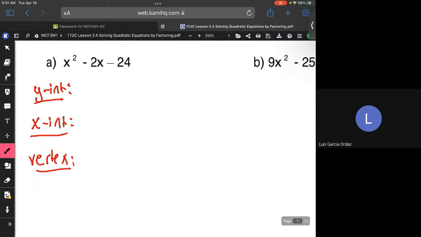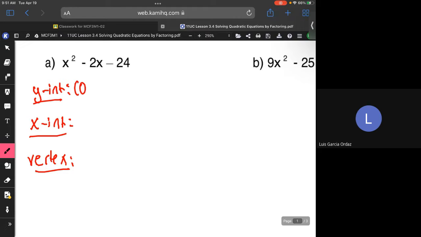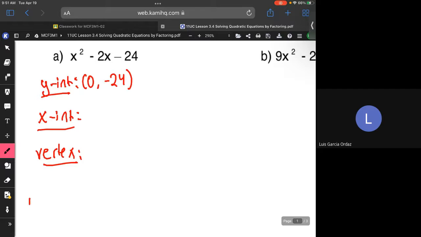So right off the bat, I'm able to find my y-intercept, which is what, Olivia? Yeah. So my y-intercept is 0 and negative 24 because that is my last number in standard form. Now, what am I going to use to figure out my x-intercepts? What do I have to do with that trinomial? Olivia? Okay, so what's my product and what's my sum?